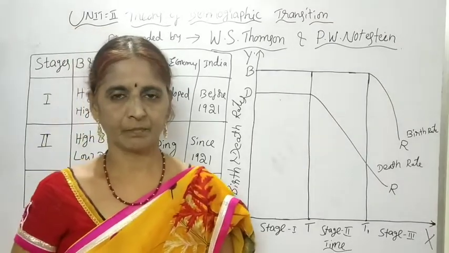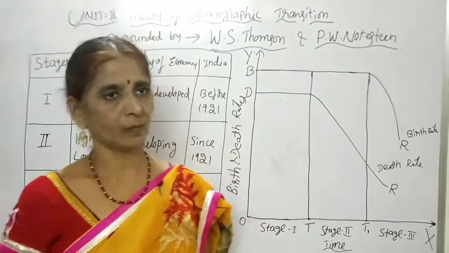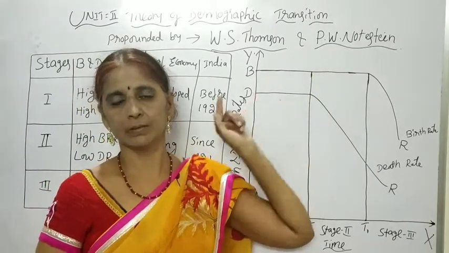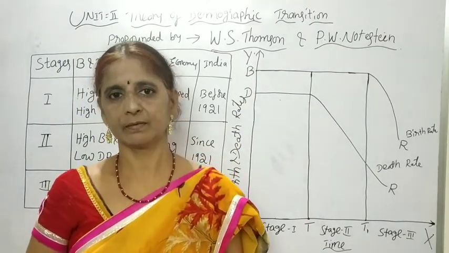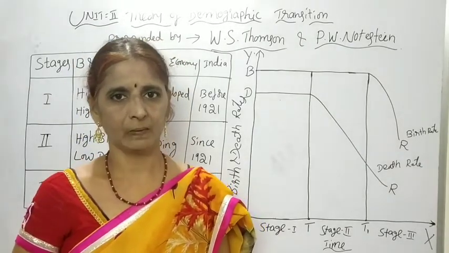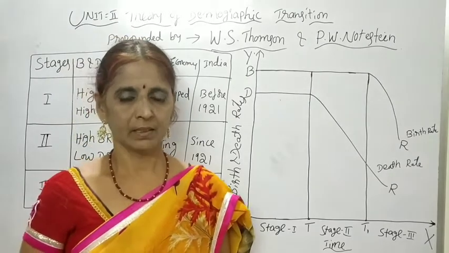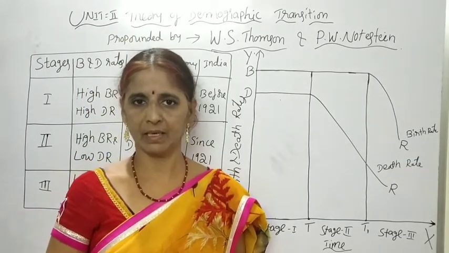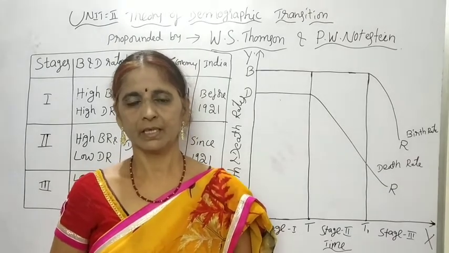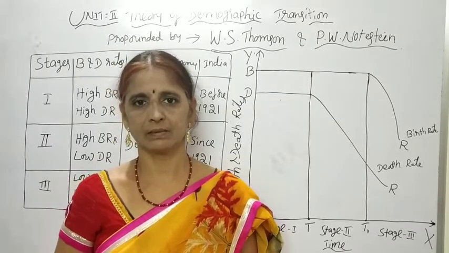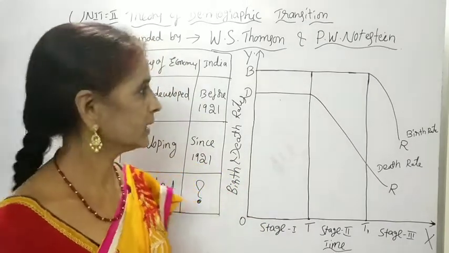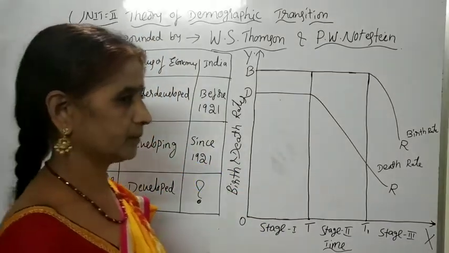Finally, this theory was propounded by W.S. Thomson and P.W. Notestein. According to them, birth and death rates will influence the growth rate of the population. Finally, the growth rate of the population will influence the development of a country. So it means there is a close relation between the death and birth rates and the economic development of a country. According to this theory, each and every country passes through the 3 stages. So now I am going to explain the 3 stages.